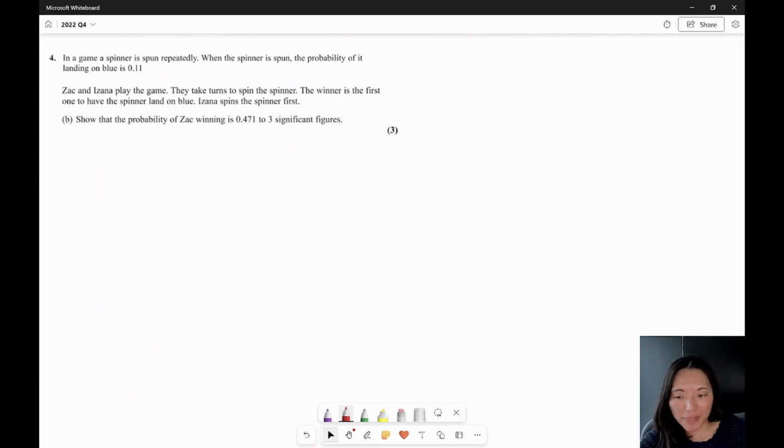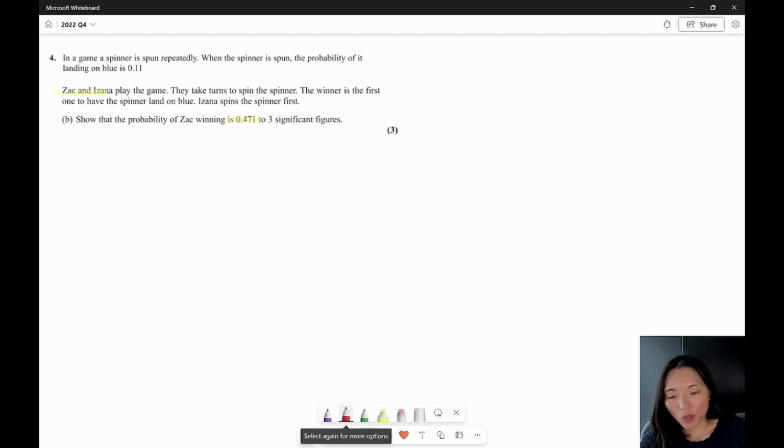Now let's look at part B of the question. It might be slightly non-standard, but it's certainly something that we could do. I've copied here the first paragraph from the question. The new part of the question starts with Zach and Izana play the game. They take turns to spin a spinner. The winner is the first one to have the spinner land on blue. Izana spins the spinner first. In part B, we are asked to show that the probability of Zach winning is 0.471 to 3 significant figures.